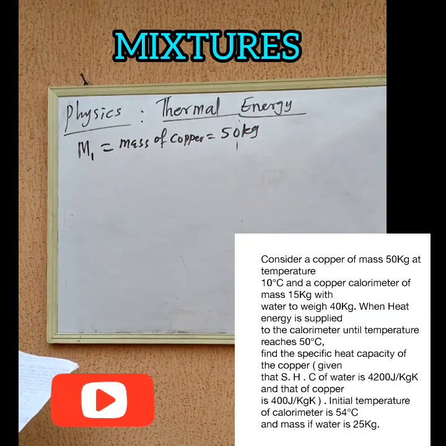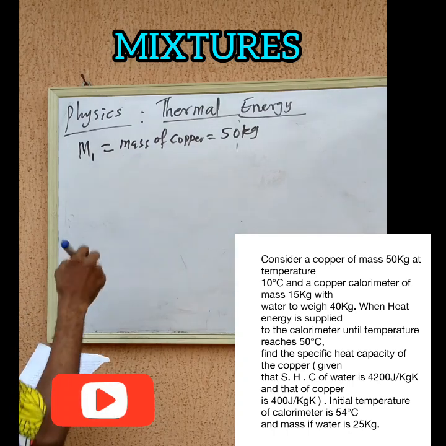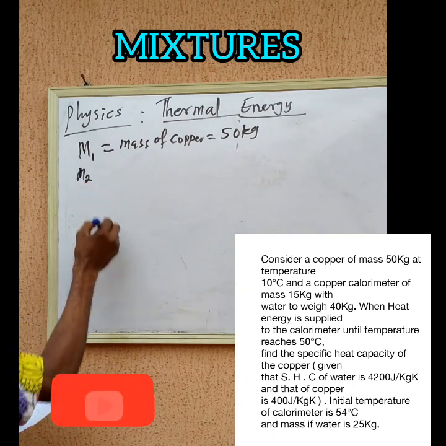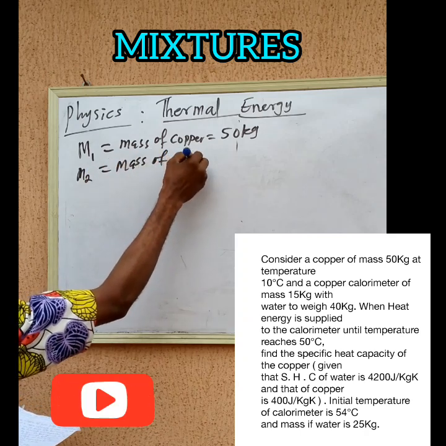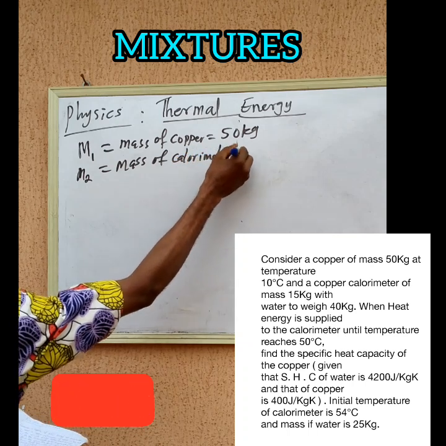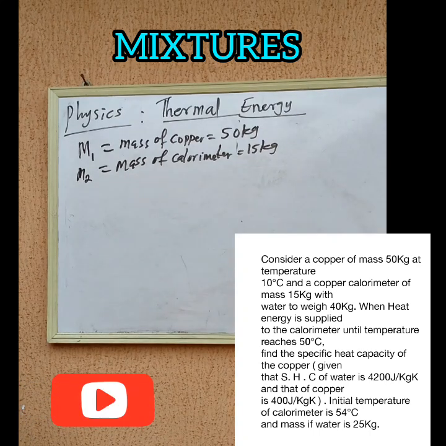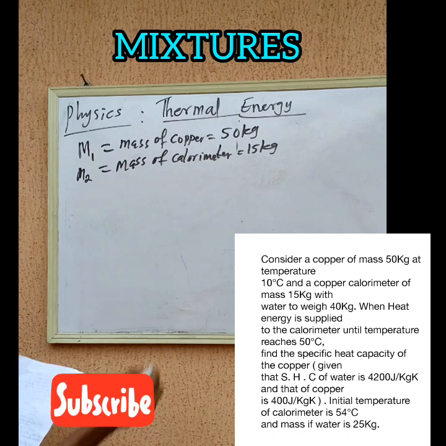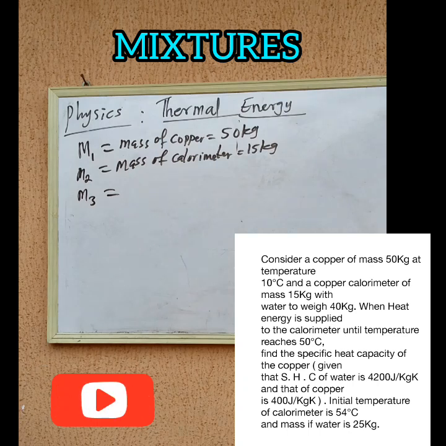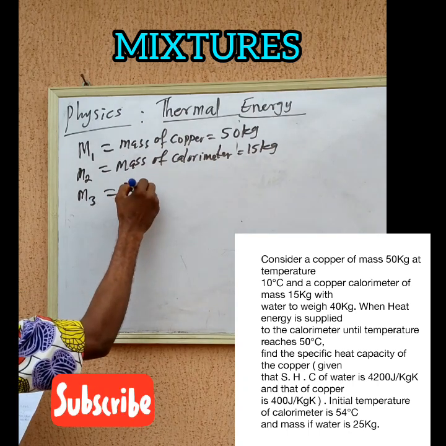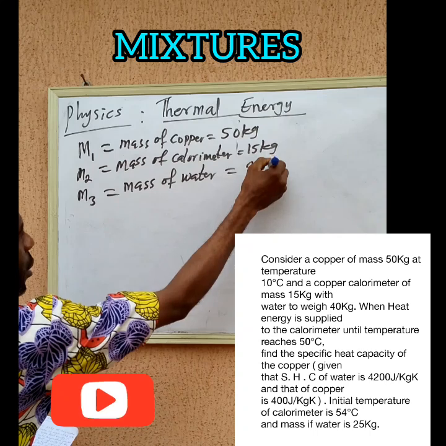Then the next one, we are given the mass of calorimeter, 15 kg. We can use M2 to represent the mass of calorimeter, equal to 15 kg. Now the next one that is given to us here is the mass of water. We are given that the mass of water is 25 kilogram. That is M3. Since we are having three different quantities there, M3 is the mass of water, equal to 25 kilogram.